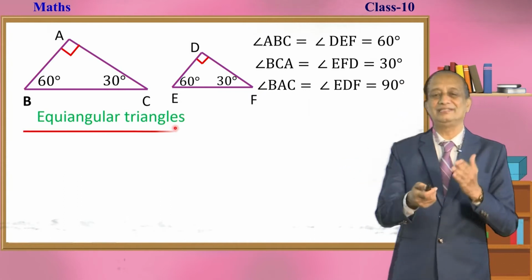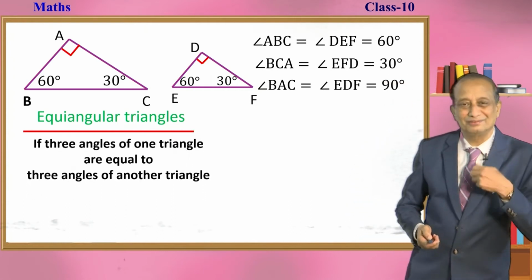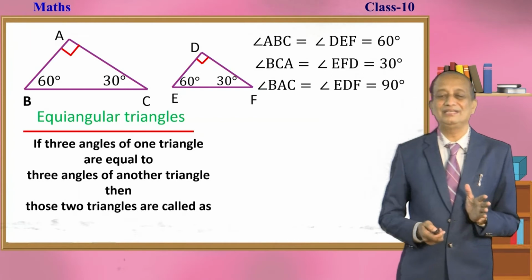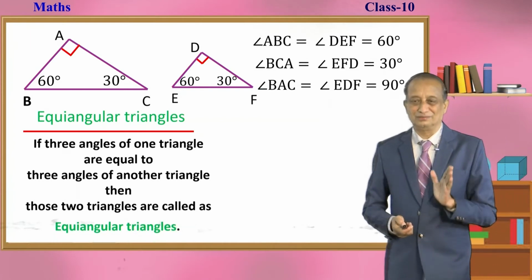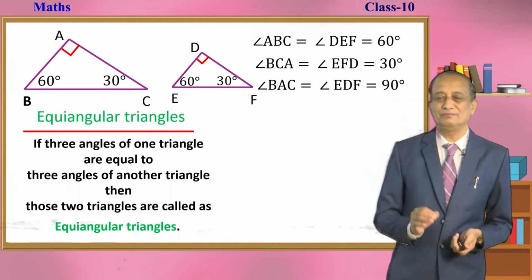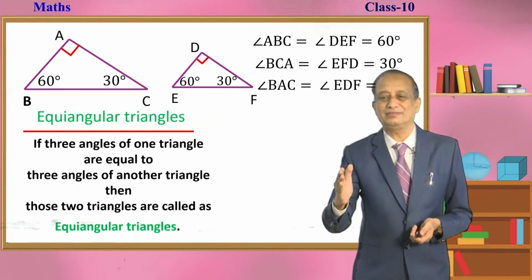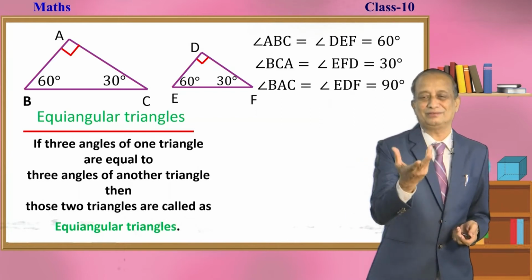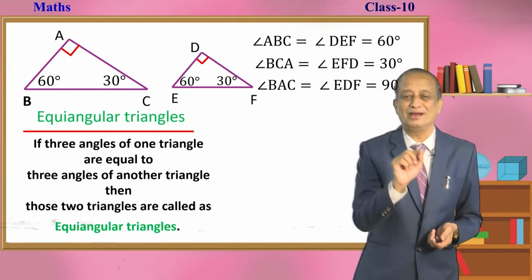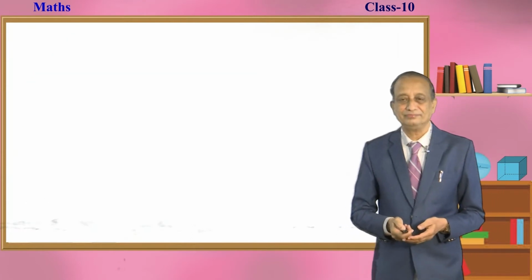Equiangular means, this is the definition: if 3 angles of one triangle are equal to 3 angles of another triangle, it is simple, children, you should call them equiangular triangles. So, this is the main fundamental concept of this chapter. Please remember, equiangular triangles means the 3 angles of one triangle are respectively equal to 3 angles of another triangle. Then it is quite natural to say that they are equiangular triangles. In Kannada, we call it sama koniya tribhujagalu. Correct, children? Okay, fine. Yes.